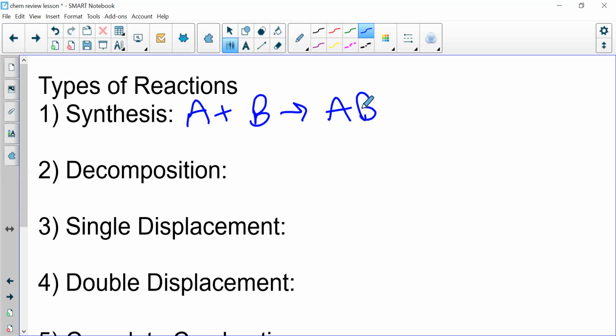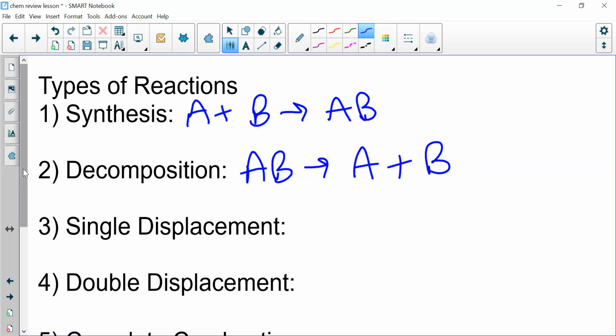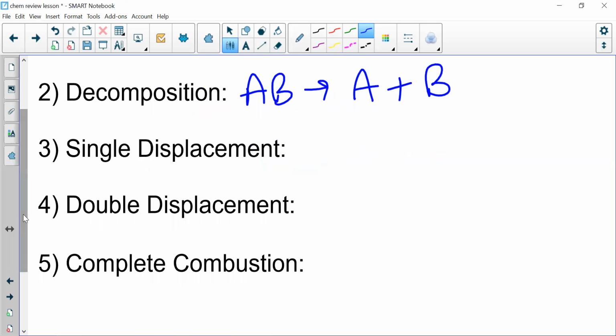How about decomposition? AB equals A plus B. Good, Nora. And what's happening here, Nora, with this equation? It's where the compound turns into 2 single reactants. Good. So you start with a complex reactant, usually multiple atoms in my complex reactant, breaking down into simpler products. Good. How about single displacement?